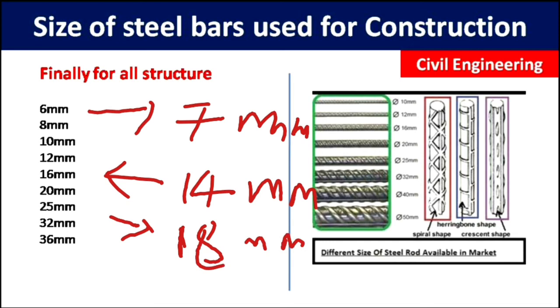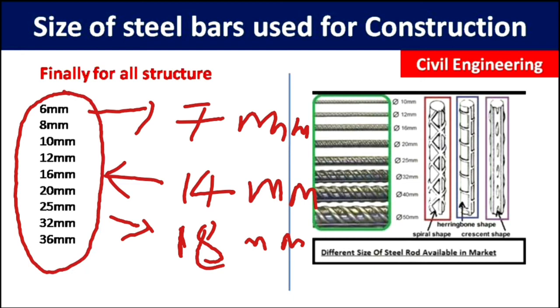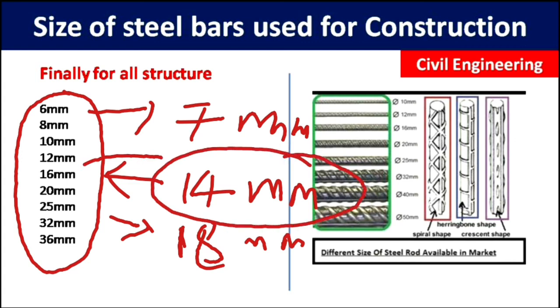We have to design a structure by taking these values as the standard sizes of steel rod. But if we require 14 mm steel rod for the construction, then we have to order the company to make steel rods of size 14 mm.